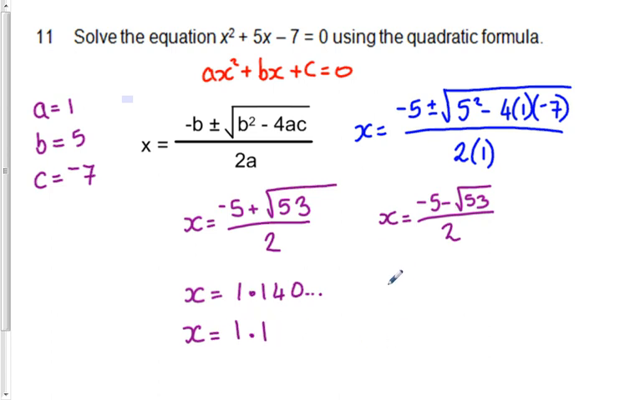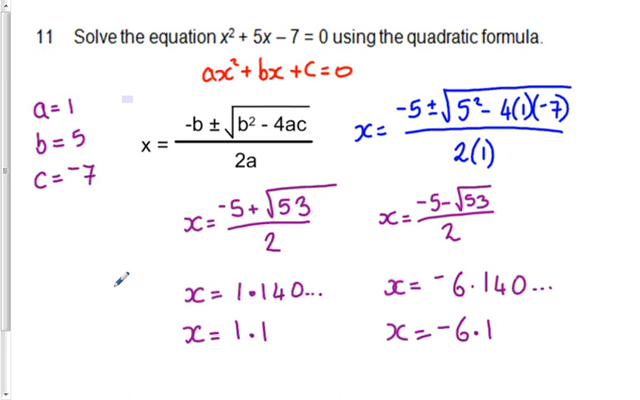Now our other root, x equals, and on our calculators we can actually just go back up and change the plus to a minus, and then divide everything by 2, giving us negative 6.140... Rounding to 1 decimal place gives us negative 6.1. Those are our two roots.